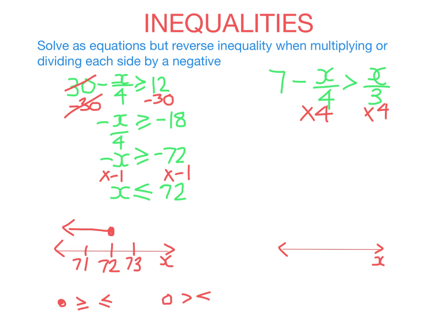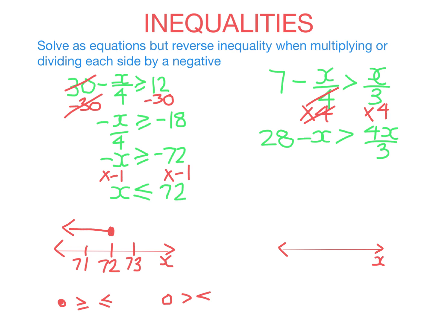So I have to multiply each of the 3 terms by 4. That means 7 times 4. Now, when I multiply negative x over 4 by 4, remember I'm doing it because these cancel out. I'm just left with negative x. And on the right-hand side, when you multiply a fraction by a whole number, you only multiply the top. So this will become 4x over 3. Only multiply the top by 4. So now I want to get rid of this fraction.